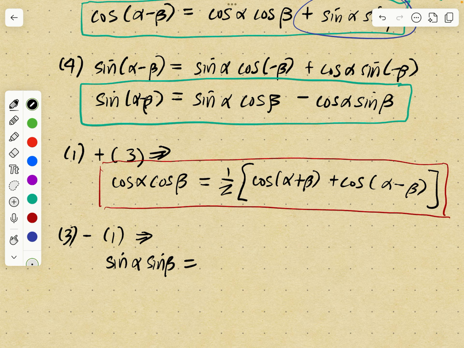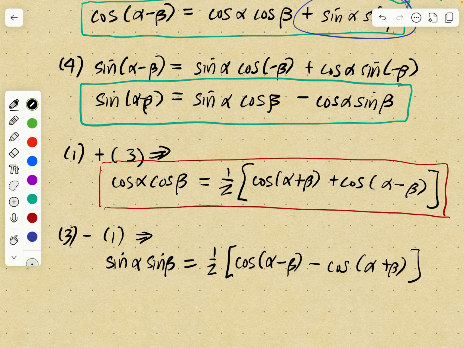equals 1/2 times cosine alpha minus beta minus cosine alpha plus beta. Did I say that right? 1/2 times cosine of alpha minus beta minus cosine of alpha plus beta. So let's put that in a box.